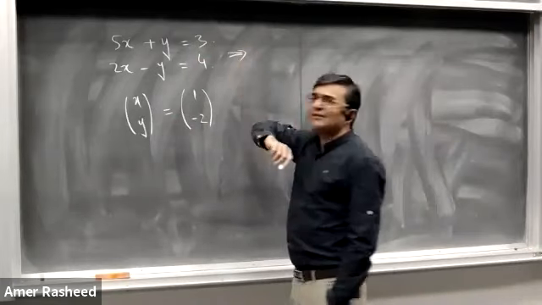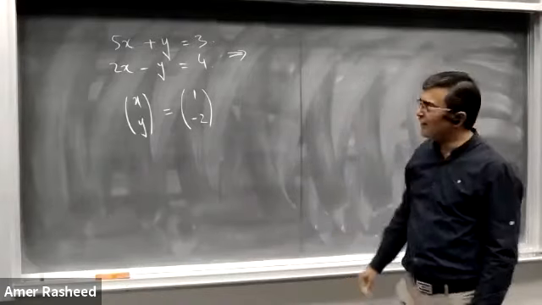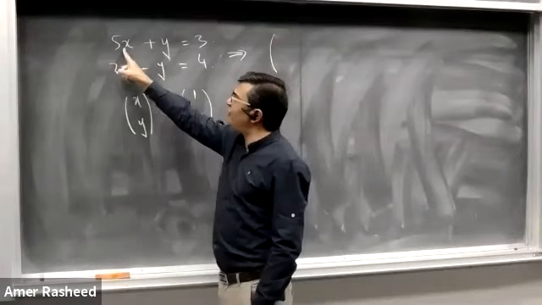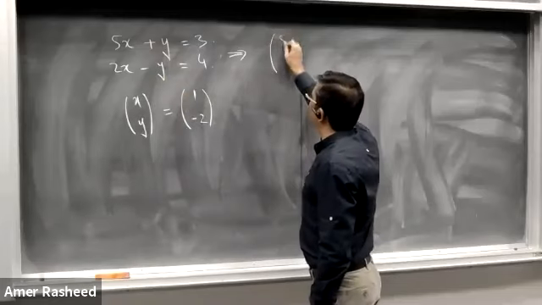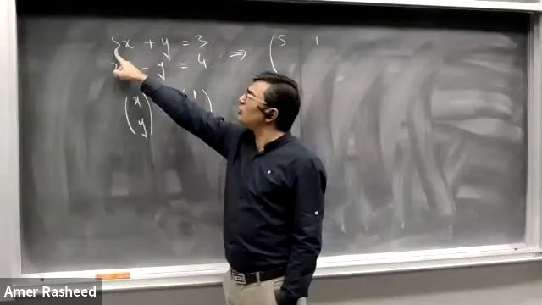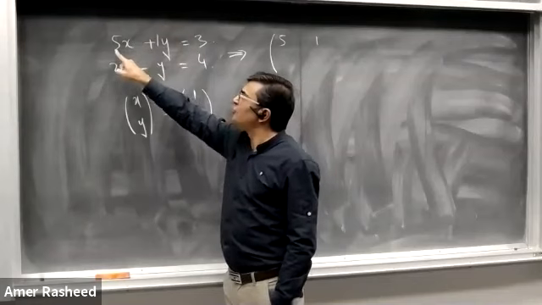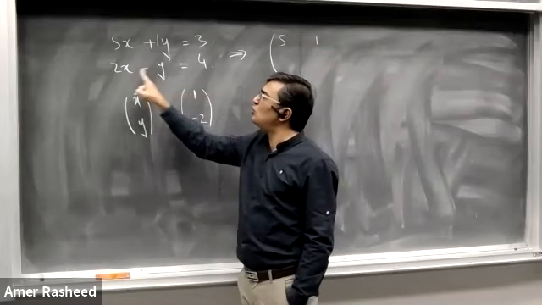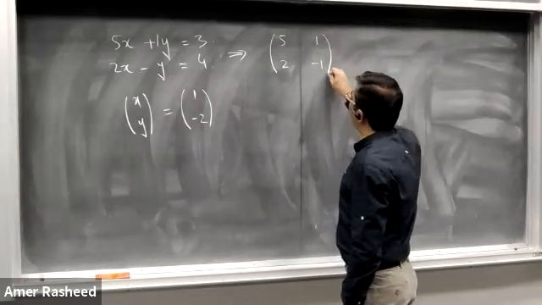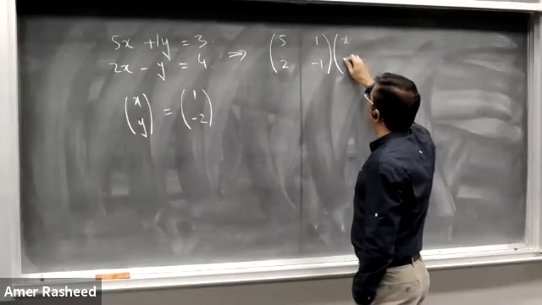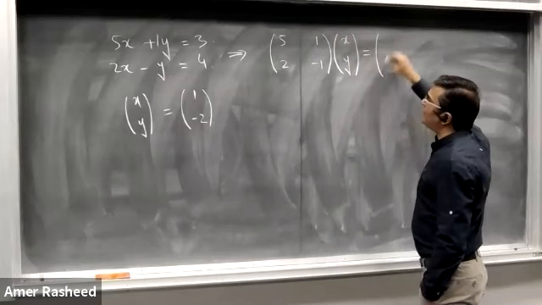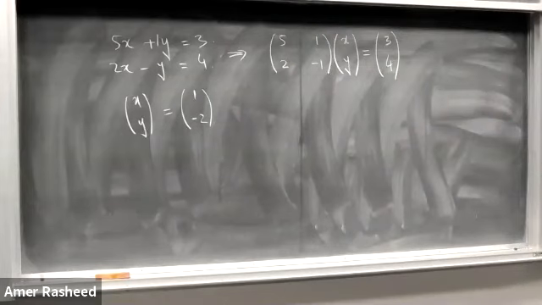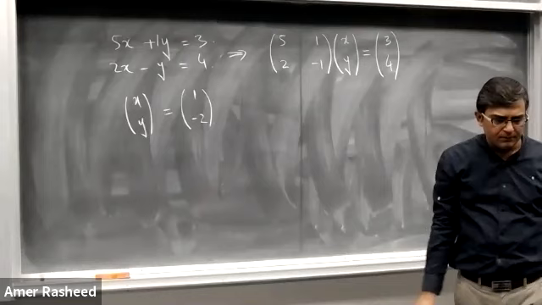We can write any linear system in a matrix form as well. For example, we write the coefficients of these unknowns in the form of a matrix: 5, 1 in the first row, the coefficient of x and the coefficient of y, which is 1. And in the second equation, 2, minus 1. So we write 2, minus 1 in the form of a matrix, times the unknown vector x, y, is equal to the right-hand side vector, which is 3, 4. I hope you know how to write these linear systems in matrix form.